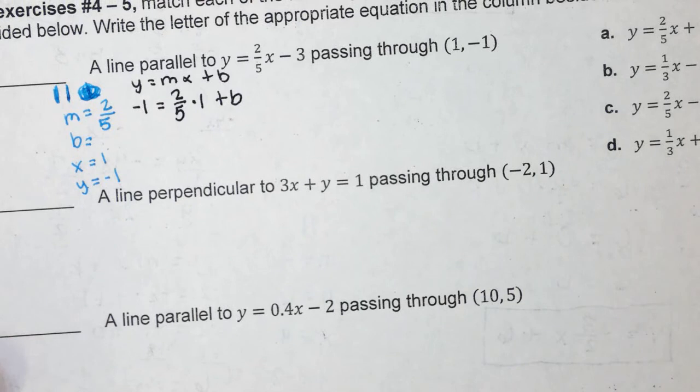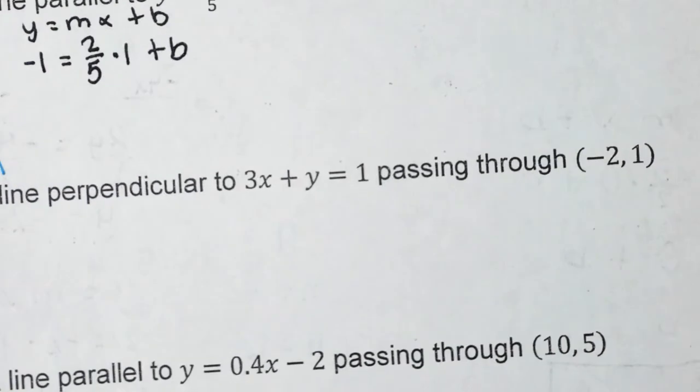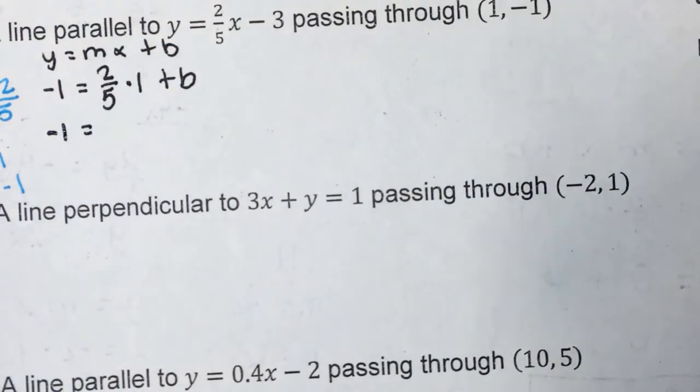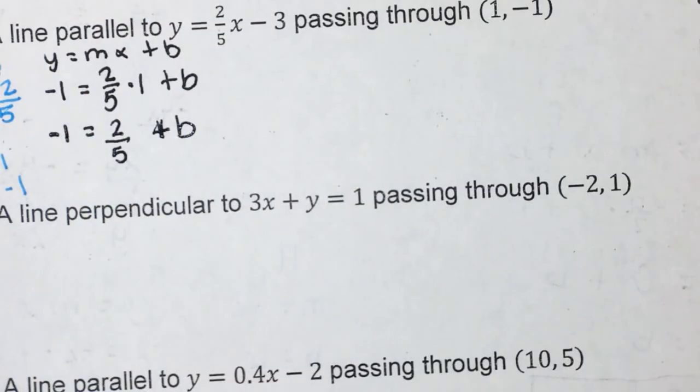I'm going to zoom in too. So this is where we're running into the issue. After we simplify this, you're going to get -1 equals, over here, 2/5 times 1. Y'all should know 2/5 times 1 is just going to be 2/5. And then bring down the plus b. At this point, you would have to subtract that 2/5 to the other side of the equation, and then you would have to get common denominators, all that stuff.